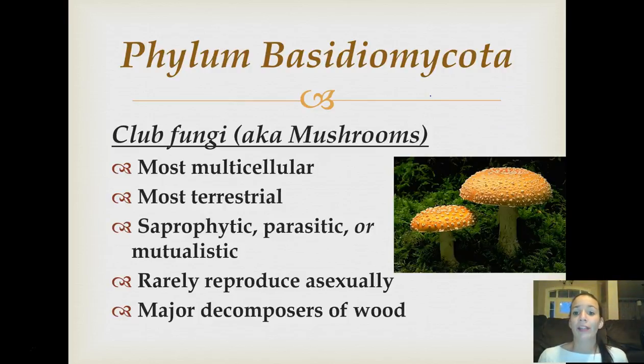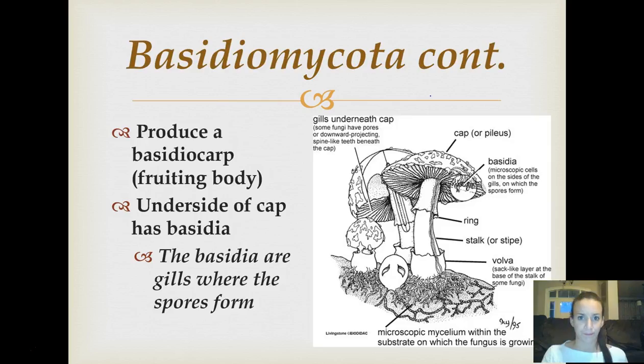Next, we're going to talk about phylum basidiomycota. These are known as the club fungi, also known as mushrooms. Mostly multicellular and mostly terrestrial. Once again, they occupy all different kinds of the feeding niches, and they rarely reproduce asexually, which makes them a little bit different from the ones we've been talking about. They are also the major decomposers of wood.